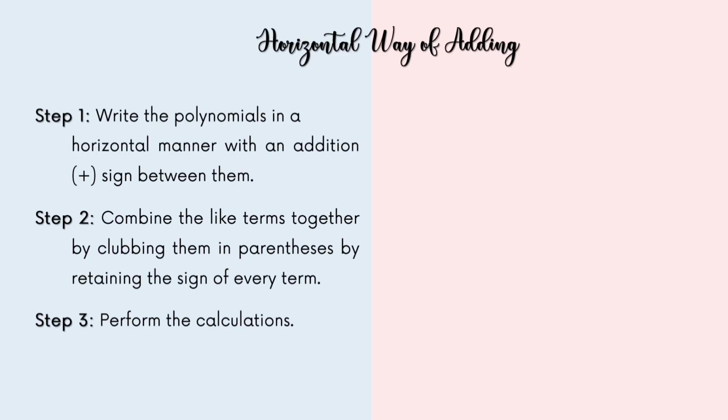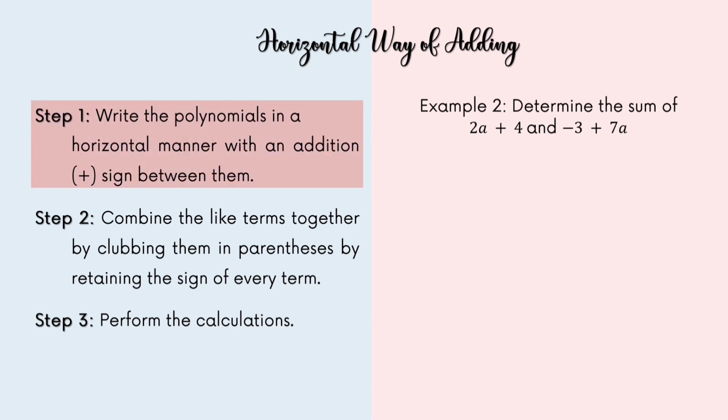Again, using the horizontal way of adding, we are going to solve our example number 2. Determine the sum of 2a plus 4 and negative 3 plus 7a. Following the first step, we are going to write the polynomials in horizontal manner. So we will have the quantity of 2a plus 4 plus negative 3 plus 7a.